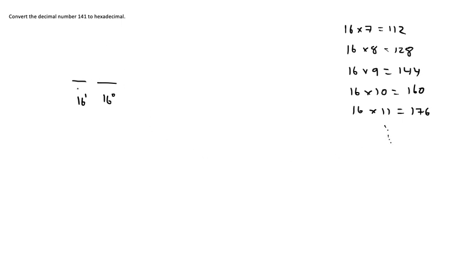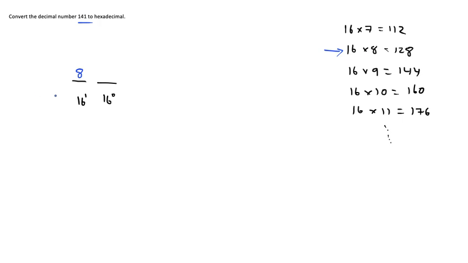But the idea is, 16 times what goes into 141 without going over? So we see that the number would be this one here. Because 16 times 9, think about it, if you put a 9 here, 16 times 9 is 144, and we're already bigger than our target number. So that means I want to put an 8 here, because I know that 16 times 8 is 128. So this place value contributes 128 towards the target value.